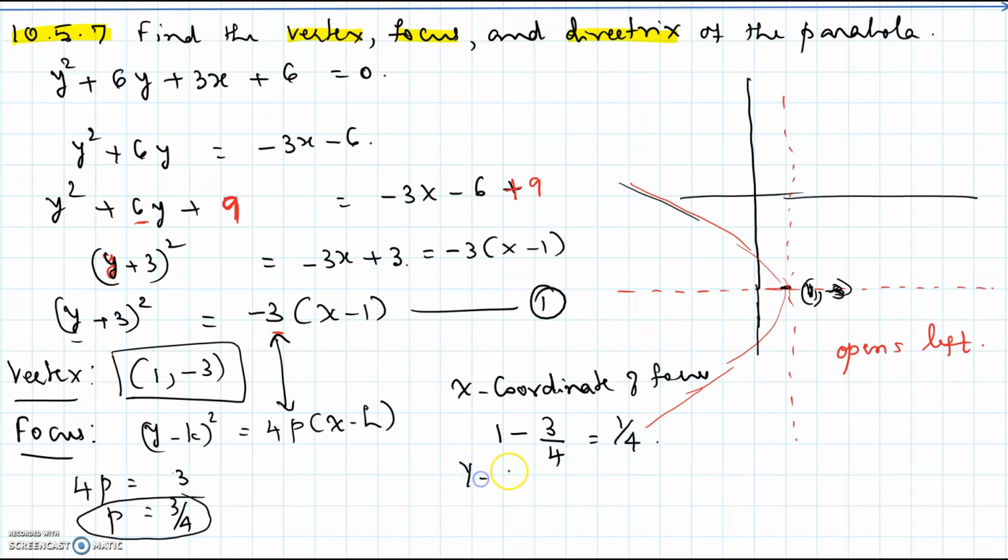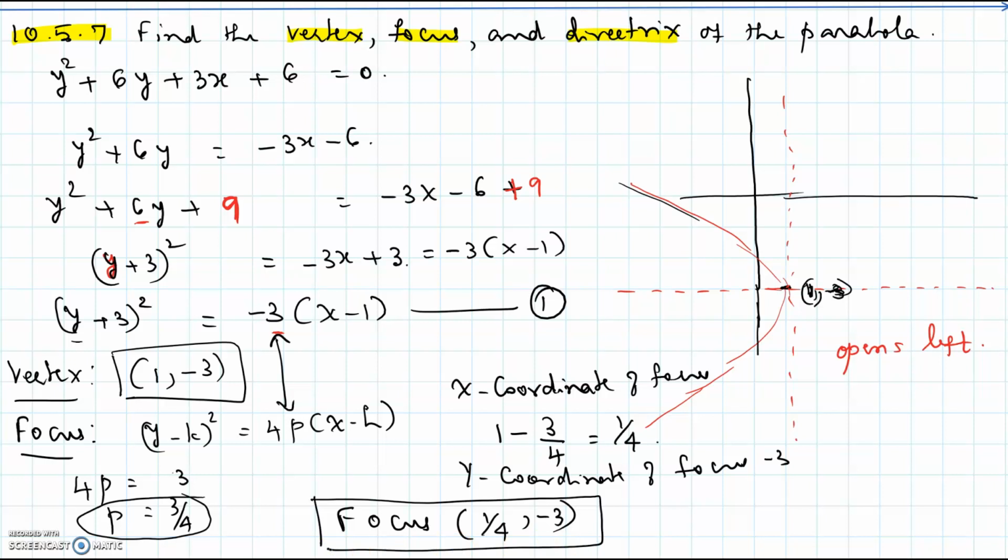So the y coordinate of the focus is exactly the y coordinate of the vertex, which is negative 3. So the focus point is, in this case, (1/4, negative 3).